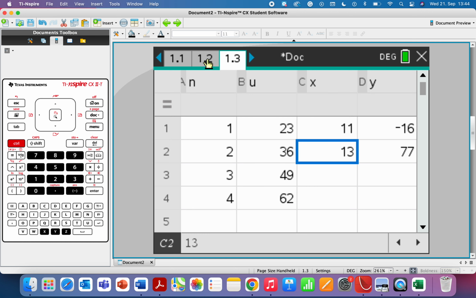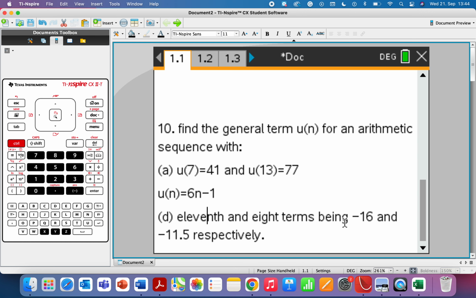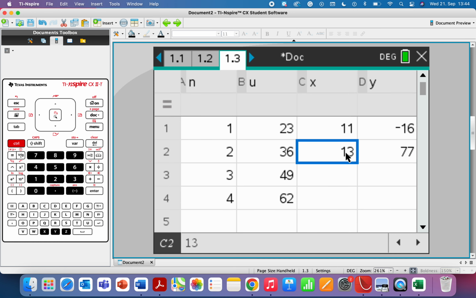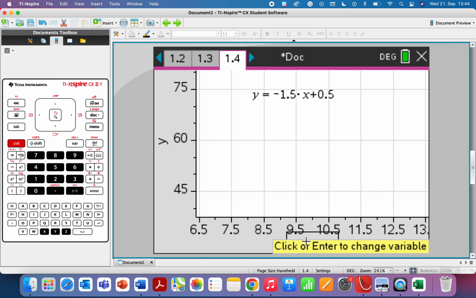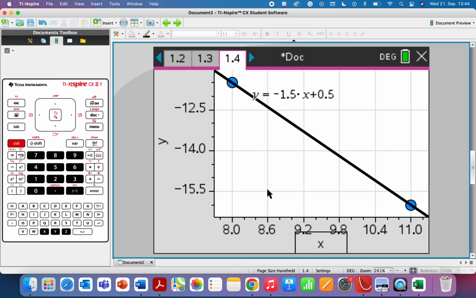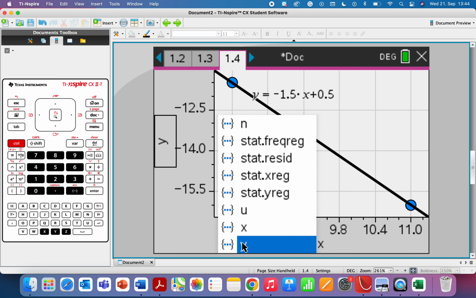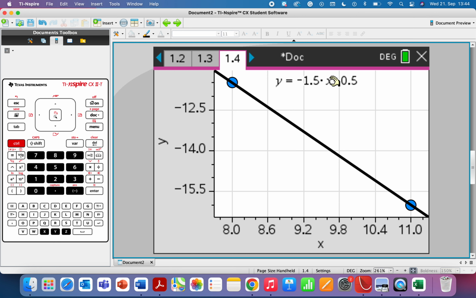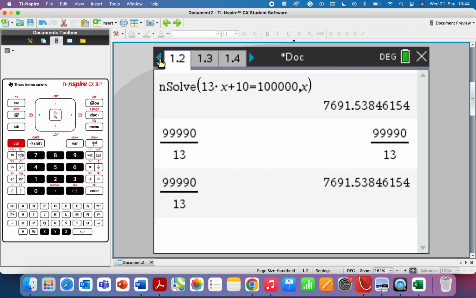Remember, you can insert a new spreadsheet if you want to keep all of this working out. And the 11th term is negative 16 and the 8th term is negative 11.5. So the 8th term here is negative 11.5. And then if we go to the data and statistics page, click again, X to reset it, and Y to reset it, and we have the equation there: negative 1.5x plus 0.5.